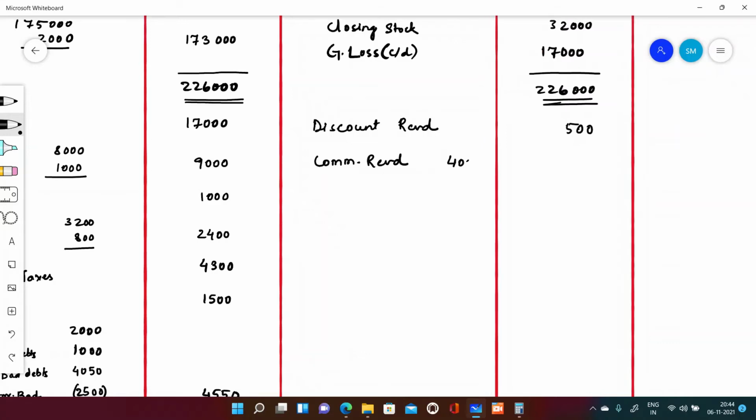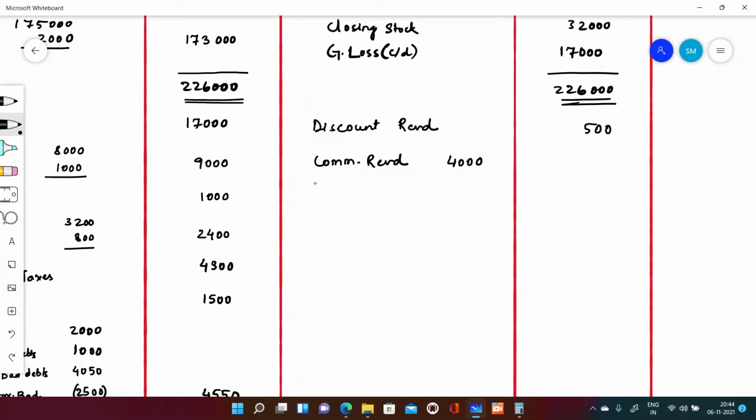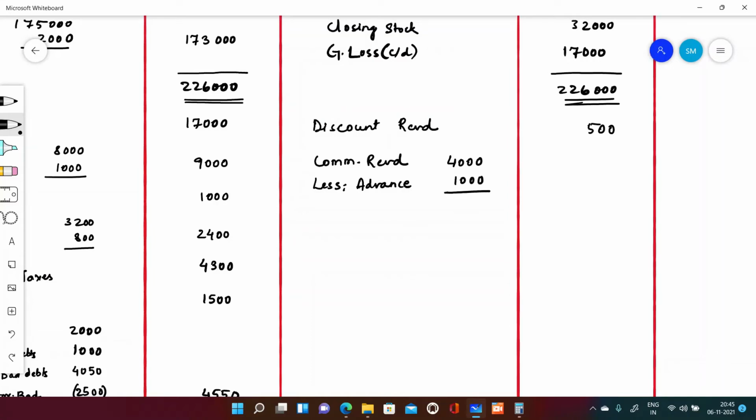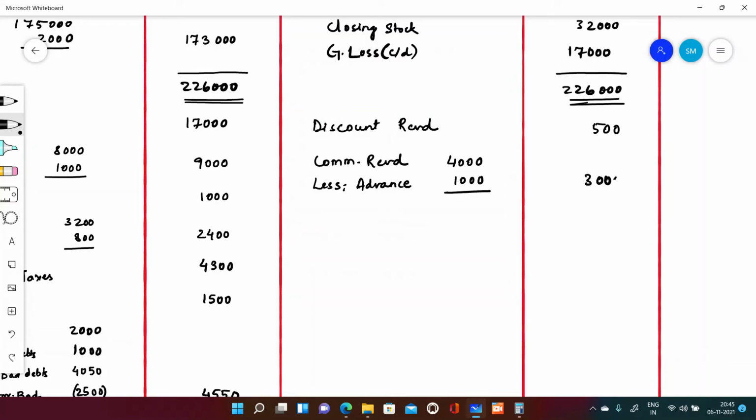4000. And we have received advance commission or advance income. So when it is advance income, that means you haven't given any services, but before that you are getting some money. So that means it becomes your liability for the future. So you have to deduct this advance commission. So I am writing less advance. So how much advance you have received? 1000. That comes to your 3000.